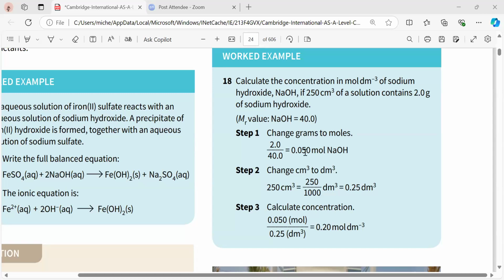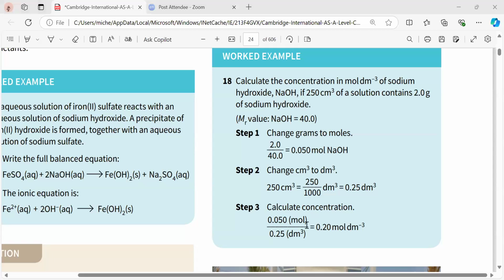So first of all, we're going to change the grams to moles. How do we change that? We divide the 2 grams by the Mr value, so 2 divided by 40. We have 0.050 mole of sodium hydroxide. After that, we're going to change cm³ to dm³. So 250, you divide that by 1,000, and we get 0.25 dm³.